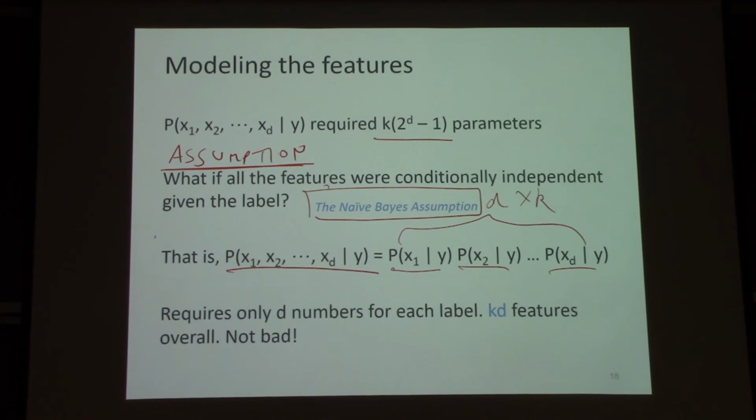So this is called the naive Bayes assumption, and these are the parameters, the kd number of parameters that we'll train instead of the exponentially large number of them.